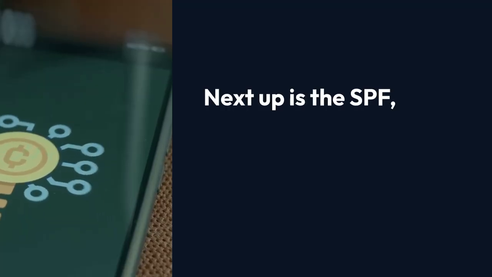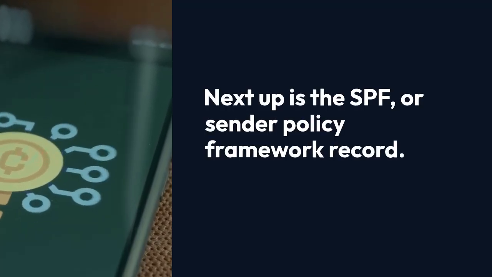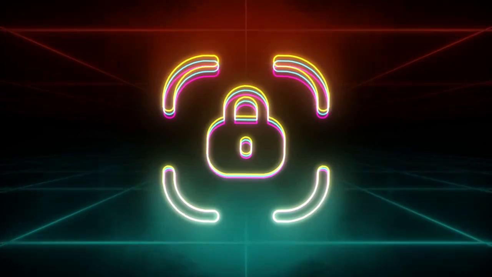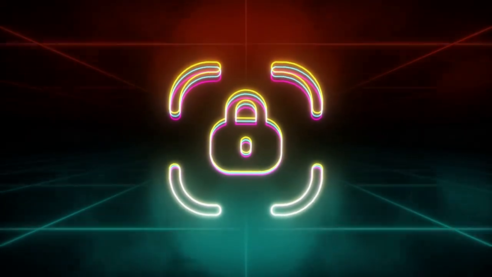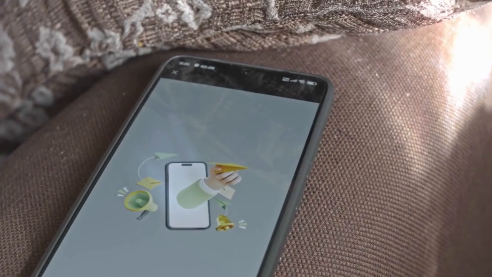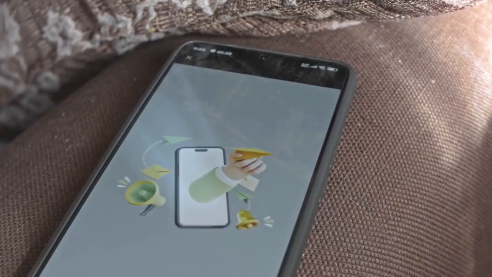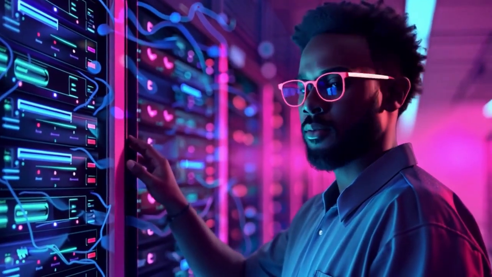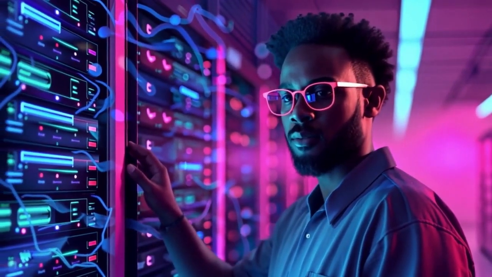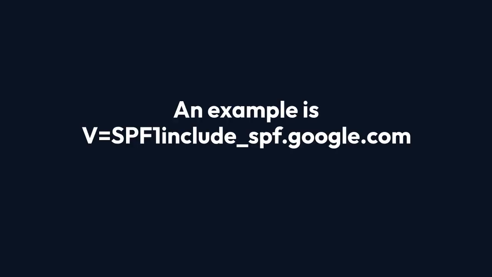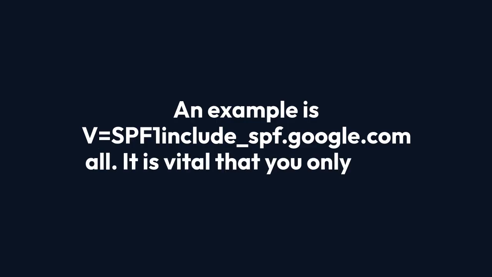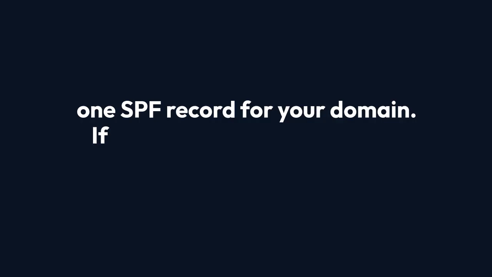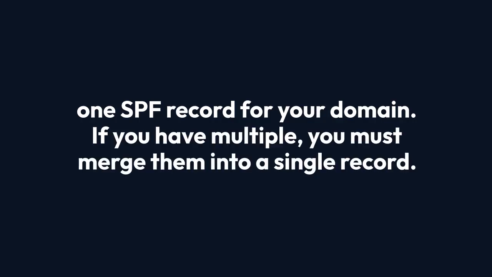Next up is the SPF, or Sender Policy Framework, record. This is a security feature that specifies which mail servers are permitted to send email on behalf of your domain. To create it, add a new record, but this time select TXT as the type. The name will again be @ for your root domain. For the content, you'll paste the SPF value from your provider, which always starts with v=spf1. An example is v=spf1 include:_spf.google.com ~all. It is vital that you only have one SPF record for your domain. If you have multiple, you must merge them into a single record.